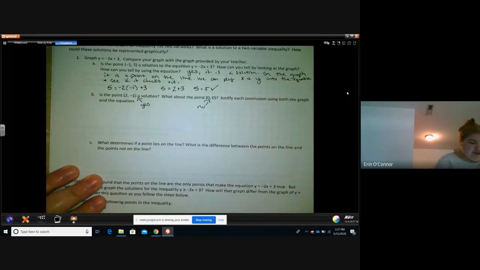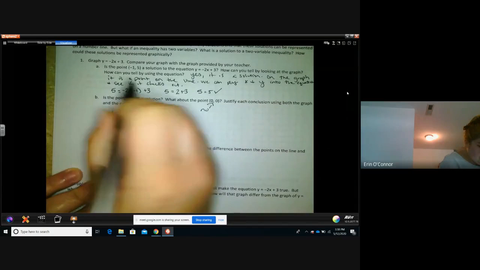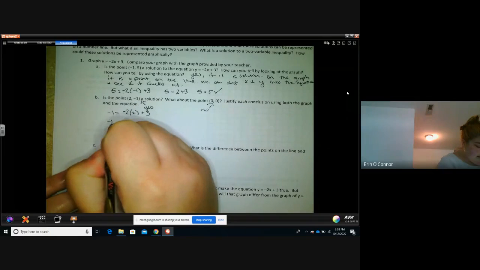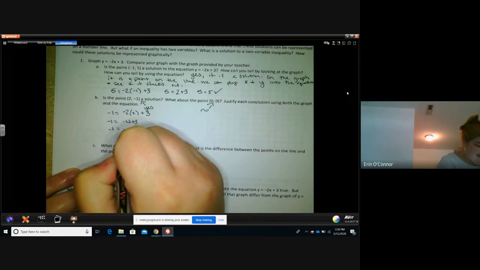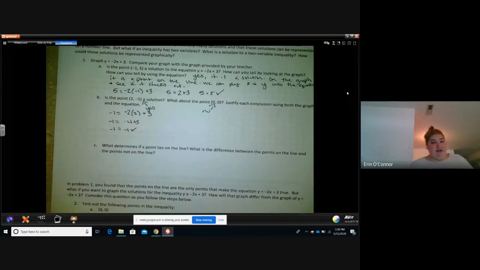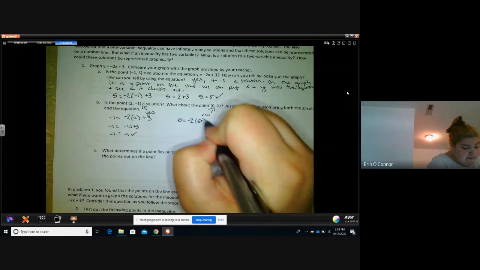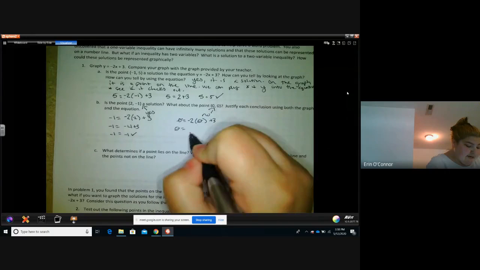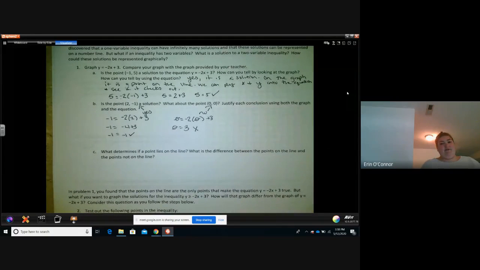So we checked on the graph. Let's double check on the equation. For 2, negative 1, it would be negative 1 equals, so I plug negative 1 in for y up here. Negative 2 times x, which is 2, plus 3. Negative 1 equals negative 2 times 2, which is negative 4, plus 3. Negative 4 plus 3 is negative 1. So it checks out. Now it says 0, 0. Let's plug 0, 0 in and check. So 0 equals negative 2 times 0 plus 3. Negative 2 times 0 is 0. 0 plus 3 is 3. Does 0 equal 3? No, meaning it is not a solution.